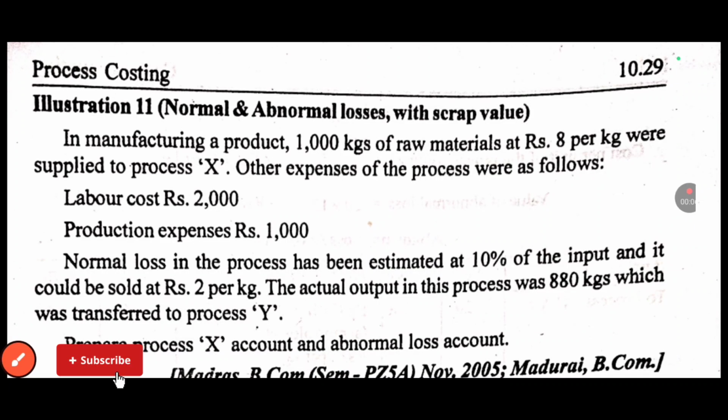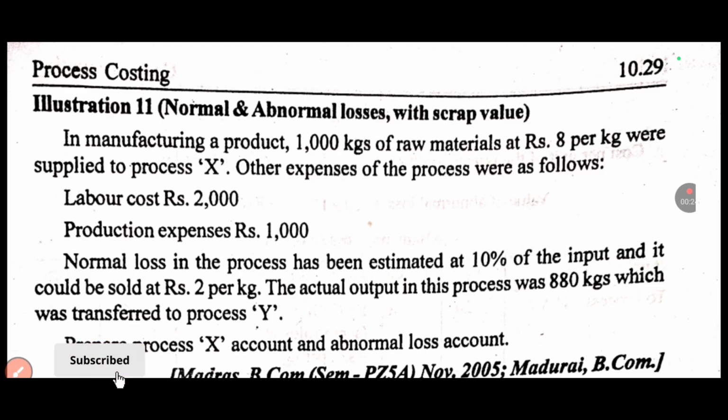Good morning, students. In process costing, today we are going to prepare illustration sum number 11, normal and abnormal losses with the scrap value. In manufacturing a product, 1000 kilos of raw material at rupees 8 per kg were supplied to process X. Other expenses of the process were as follows.